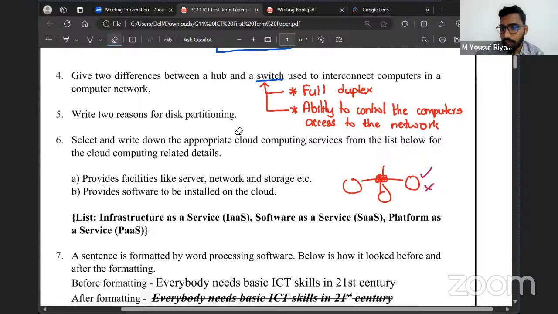I mean, who can share files to this network and who can't share files, or who can't access files to the network. You can control that in a switch. In hub, you can't do that. All the devices that are connected will have access. Okay, that's how the hub works. So one is that a switch is full duplex. Second thing is it has the ability to control the computers' access. That is what you call data traveling to the relevant computers only. Is that clear?